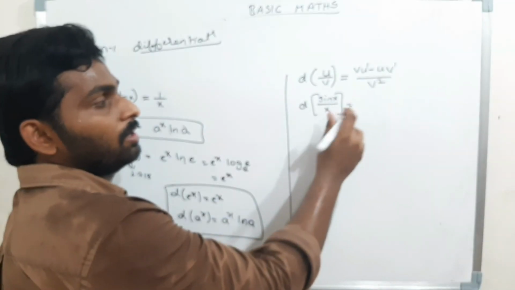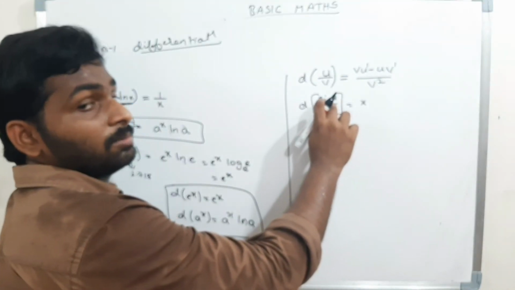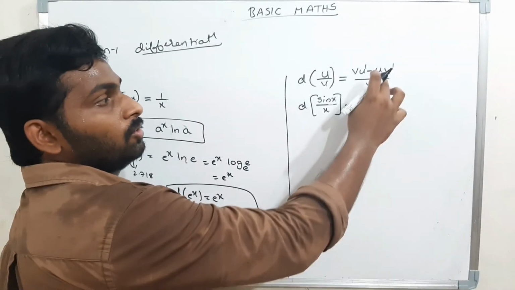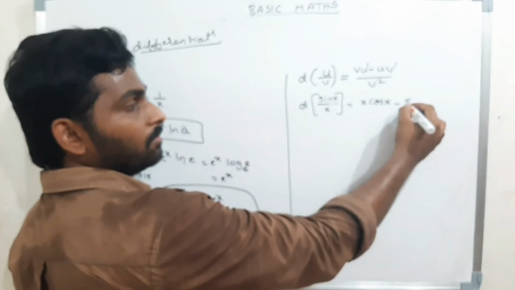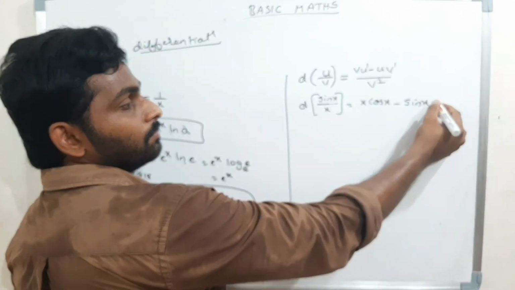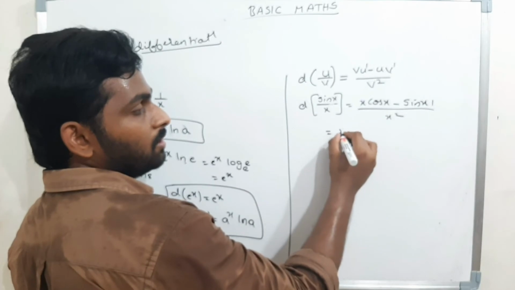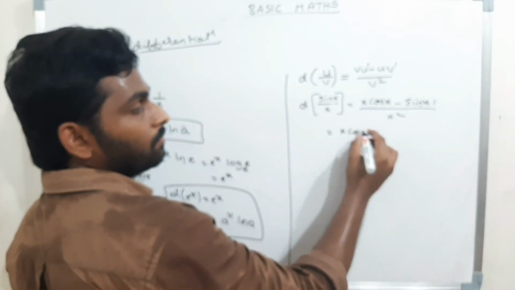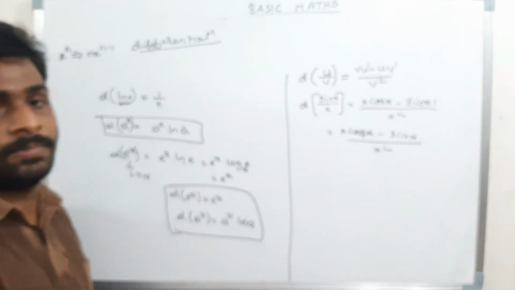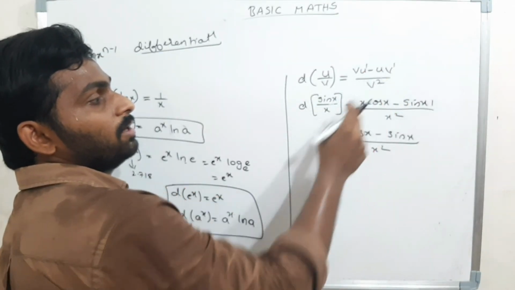Now I am using this formula. V u dash. That means x u dash. U is nothing but sin x. Differentiation of sin x is cos x. Minus u v dash. U means sin x. V dash, v means x. Now what is the differentiation of x? 1. By v square, that means x square. The answer is x cos x minus sin x by x square. That is the formula. Differentiation of u by v is v u dash minus u v dash by v square.